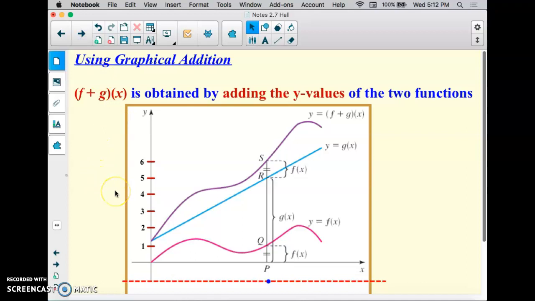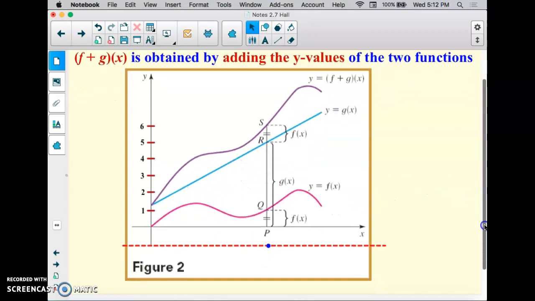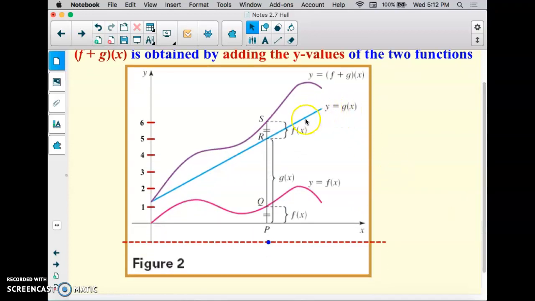Okay, let's use graphical addition. If we look at graphing using addition, so f plus g of x, it's obtained by adding the y values of the two functions. So let's take a look at this. I have two functions on this graph where I have g of x, this blue line, and I have f of x, this purplish line. And if I look at the y values, I'm basically adding.